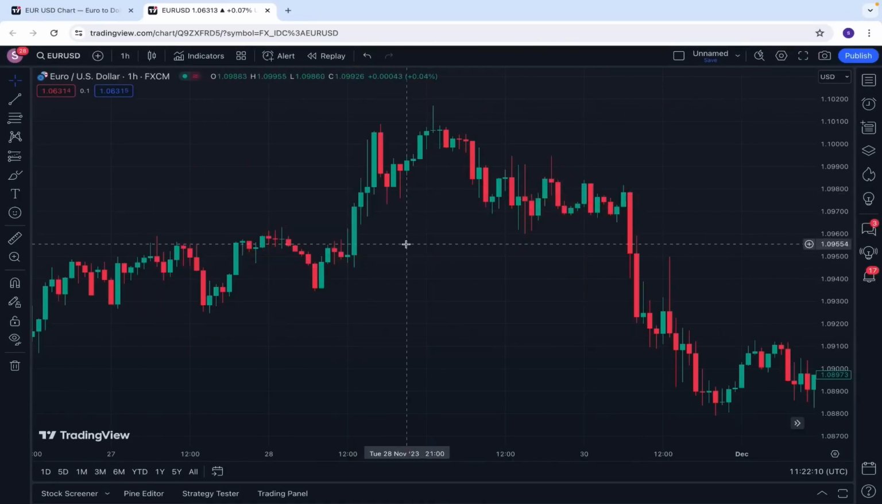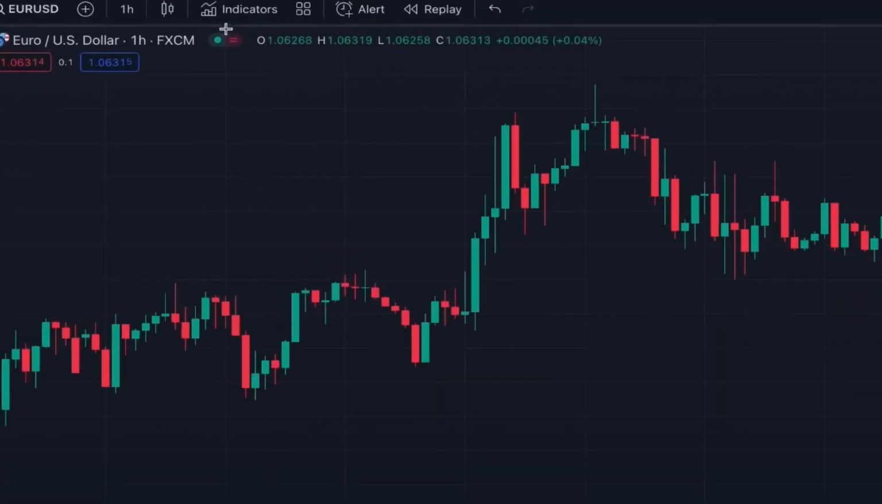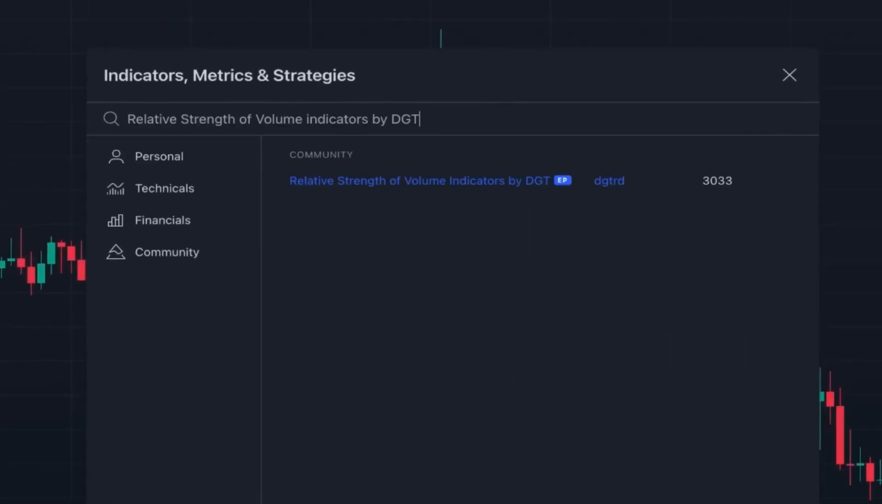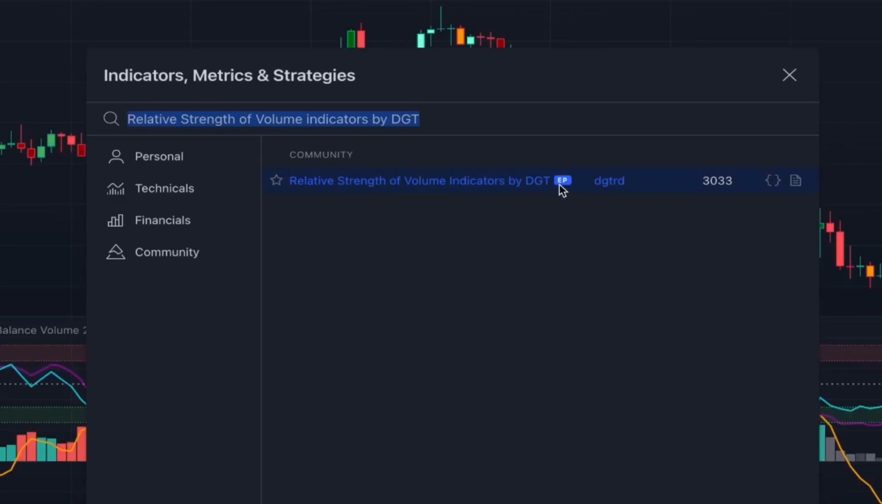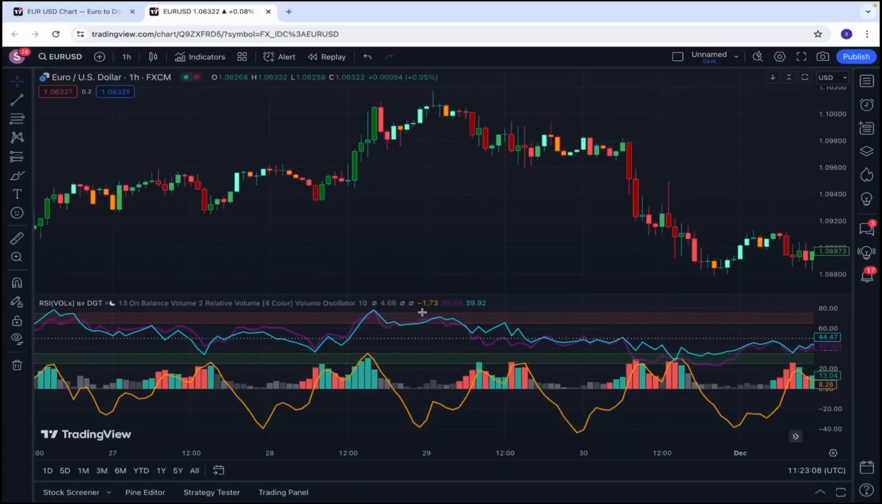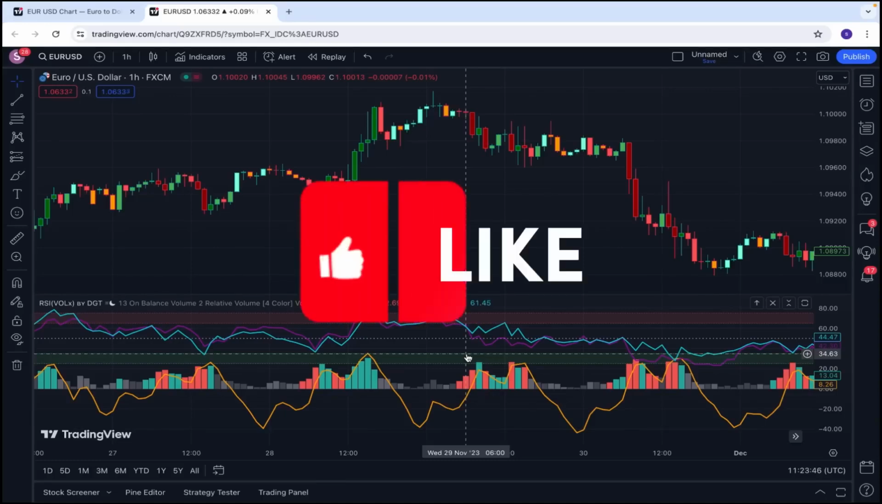To add this amazing volume indicator to our chart, we click on indicators and search Relative Strength of Volume Indicators by DGT. This one is an editor's pick indicator, written by someone named DGTRD. Alright, this is the indicator, and as you can see, it's added here below the chart. It has different components, each providing different information, so make sure you watch this video until the end and you don't miss any important point. Without wasting any more time, let's get started.